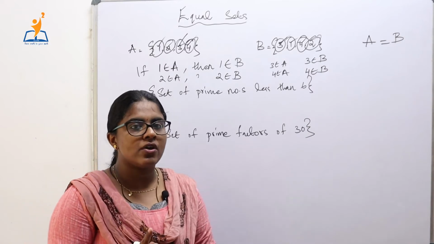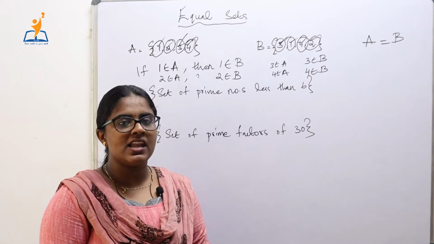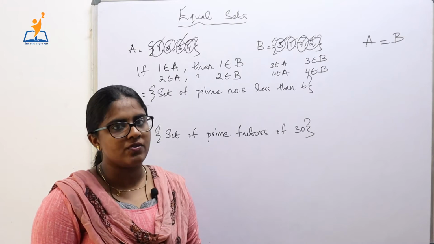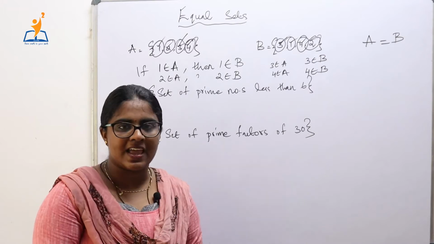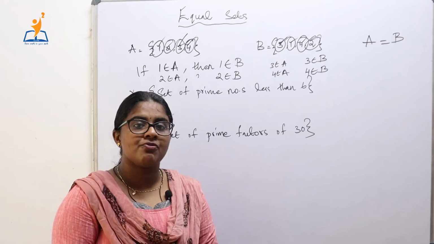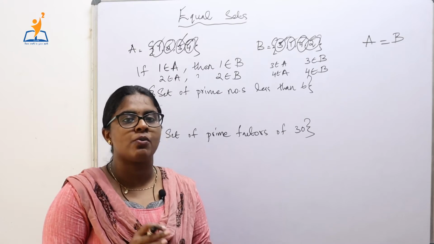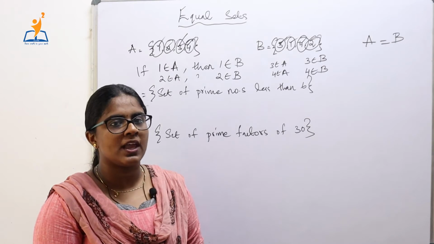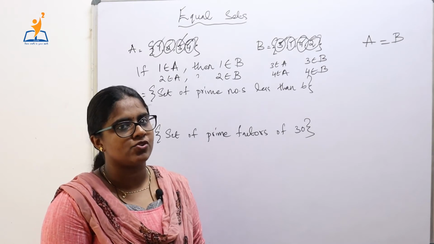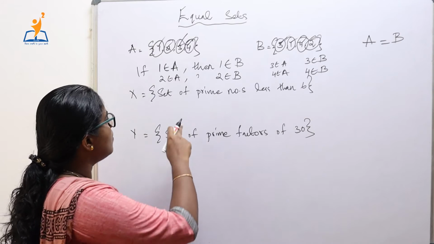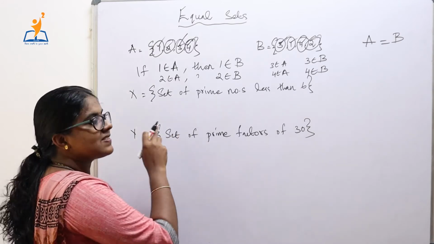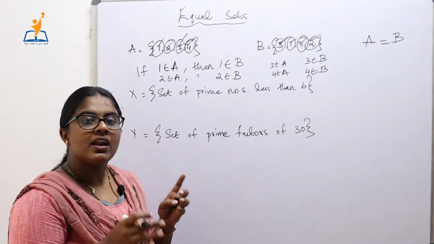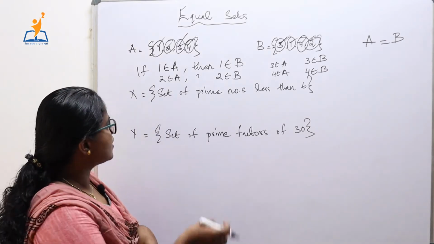Also there is one more condition that the cardinality or the number of elements of both the sets will always be equal. So two sets A and B are said to be equal if the cardinality of both the sets are equal and every element of A should be in B and every element of B should be in A. Now let's check whether X and Y, the sets given here, are equal or not.